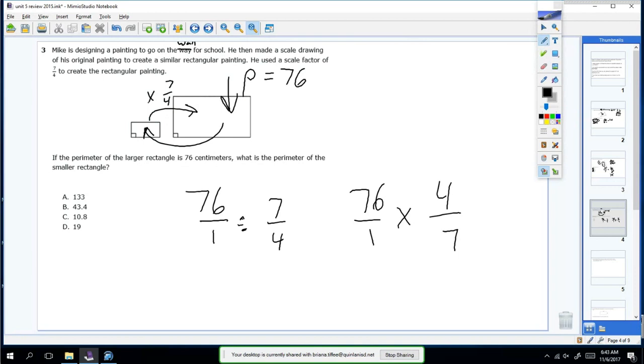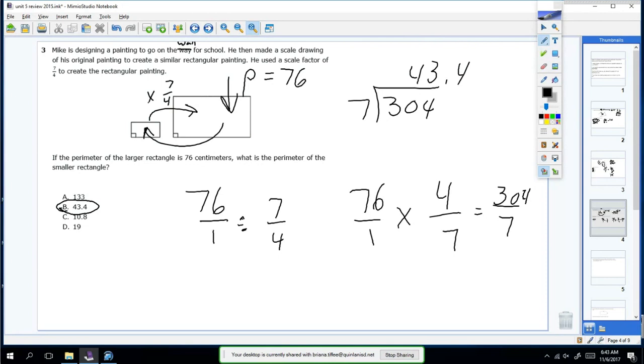Let me see. Yep, 304. So this is equal to 304 over 7. So then you're going to divide 7 into 304, which is 43.4.